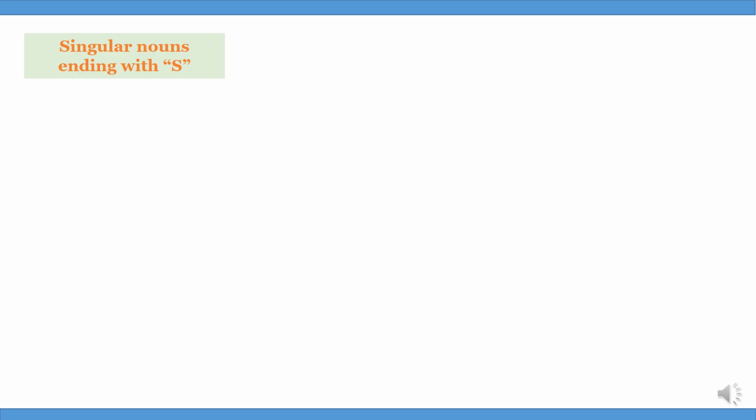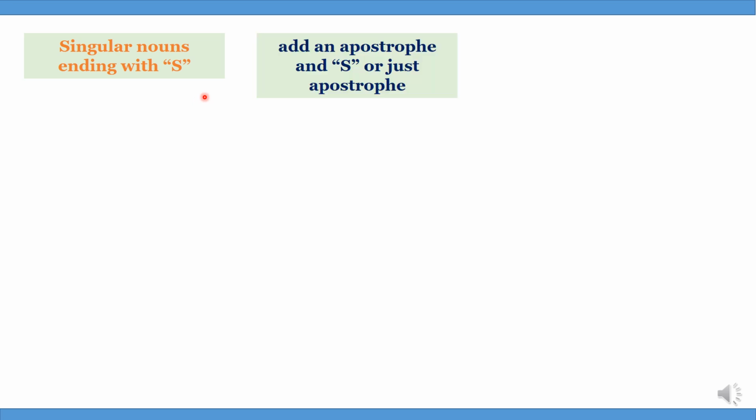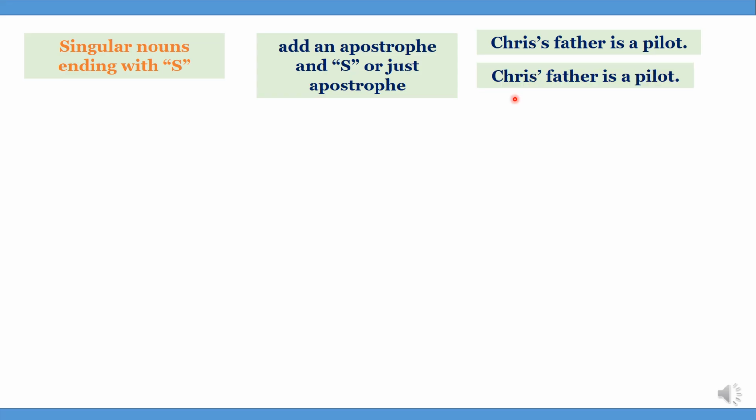See, now let us recall everything in one slide. That is, suppose there is a singular noun that is ending with letter S. What we need to do? We need to add an apostrophe and letter S, or just add an apostrophe. Example, note here. Chris is a singular noun ending with letter S. In such case, we need to add an apostrophe and letter S. That is, Chris's father is a pilot. Or just add an apostrophe after Chris. Chris' father is a pilot. Both of these sentences are proper. You can choose either one.